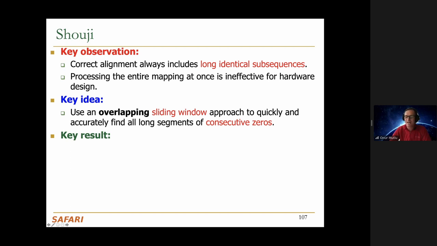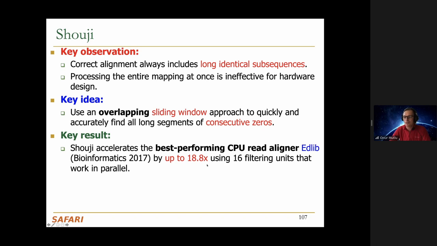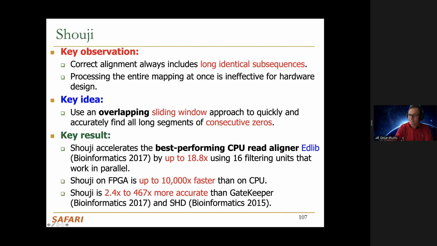Let me give you the key result. Compared to the best CPU read aligner, this leads to significant speedup, as you can see over here, about 18 to 19x. And actually the FPGA algorithm is much faster than the CPU algorithm. It's also much more accurate than the previous algorithms because we're going to look at smaller windows. So let's take a look at what the idea is.